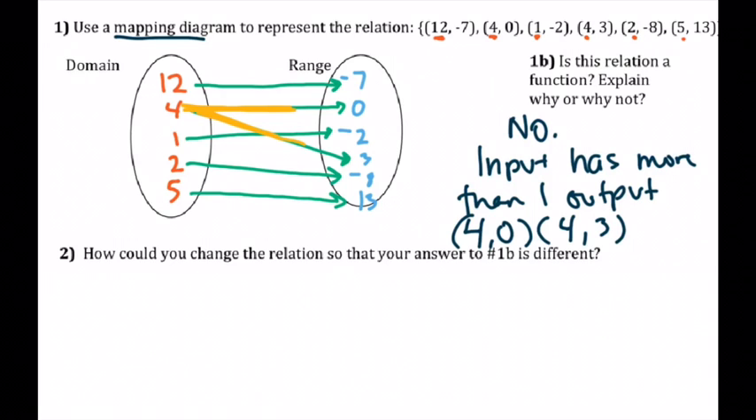Anything else? Yes? Change the 4. Yeah, we could just change one of the numbers. So you could just change it to, I don't know, 16 or something. Okay. Or, yeah, I mean, you would just change one of the 4s to be something different. That's all. Okay. So those are just some ideas. If you were trying to write a function, you would just make sure that there's no repeats in the domain.